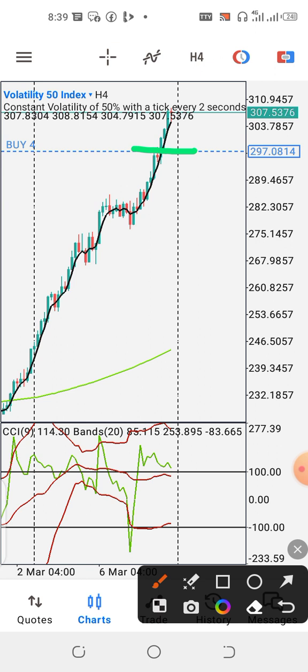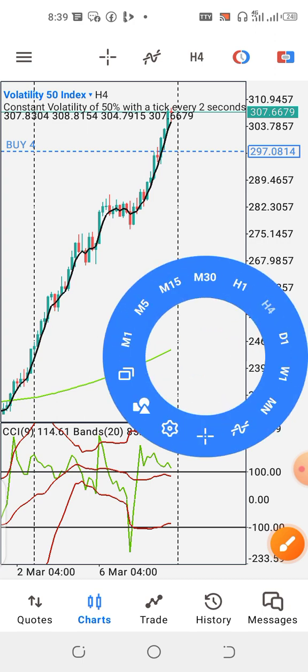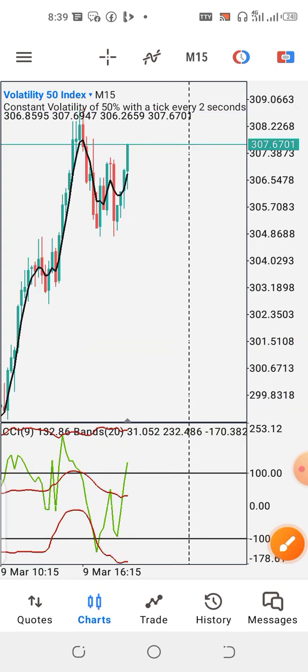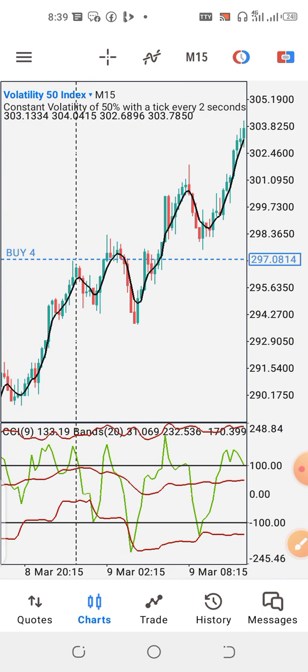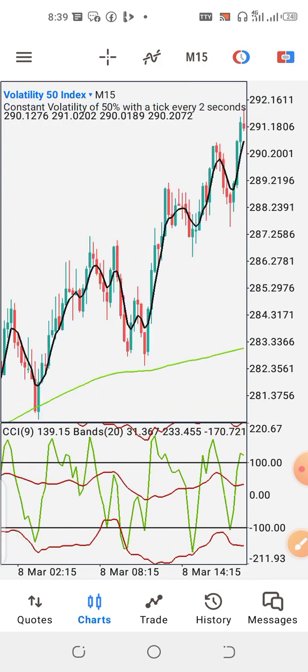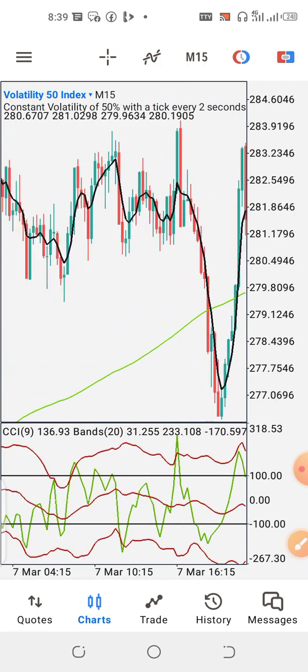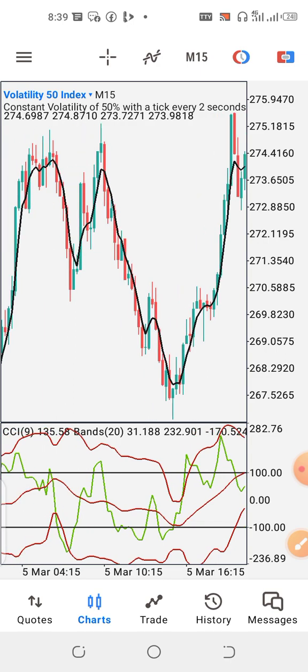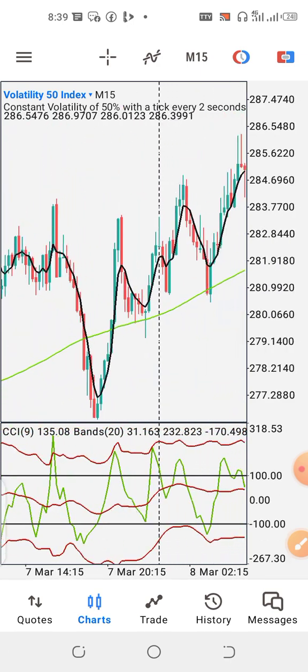Because my 4-hour time frame, daily time frame, and weekly time frame indicates a buy. So what I have to do is to go to my 15-minute time frame. Here is where I will enter my trade now, guys. And as you can see, it's buying. It keeps on buying, guys.